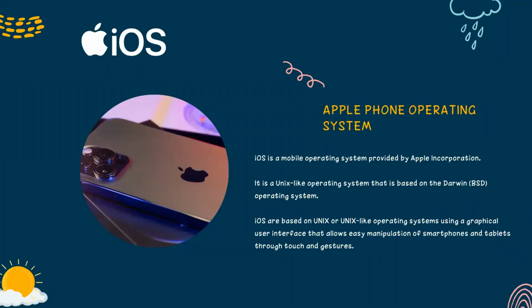Okay, now iOS. iOS is an Apple phone operating system. It's a mobile operating system provided by Apple Corporation. It is a Unix-like operating system that is based on Darwin BSD. iOS is based on Unix or a Unix-like operating system using a graphical user interface that allows easy manipulation of smartphones and tablets through touch and gestures.